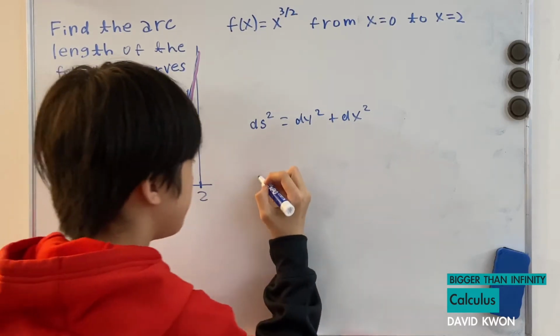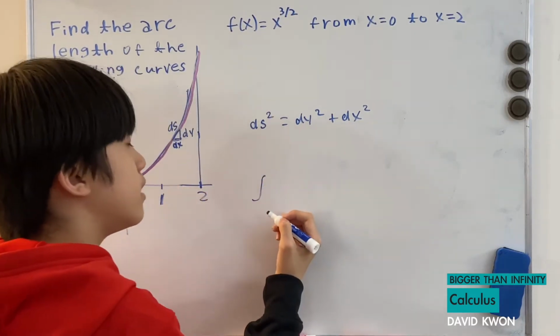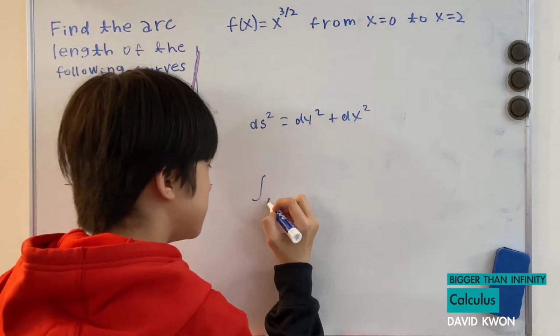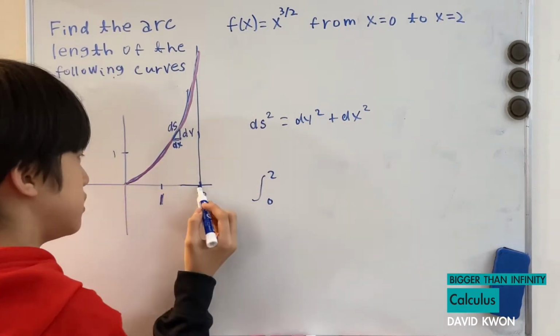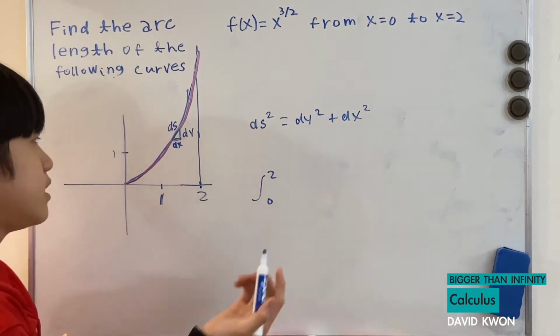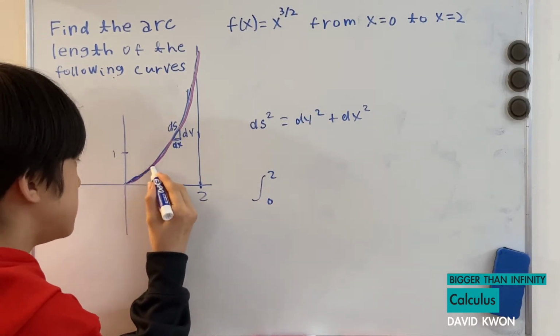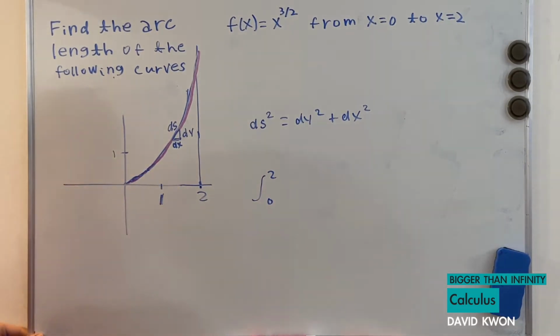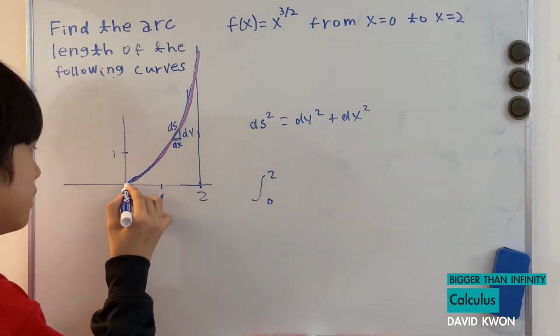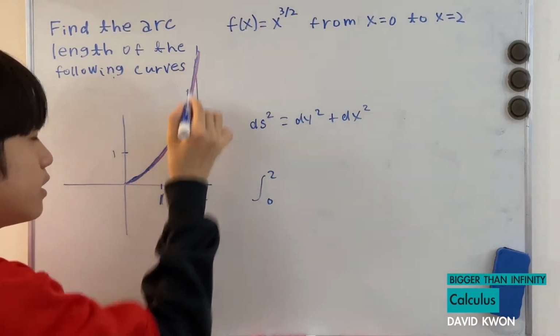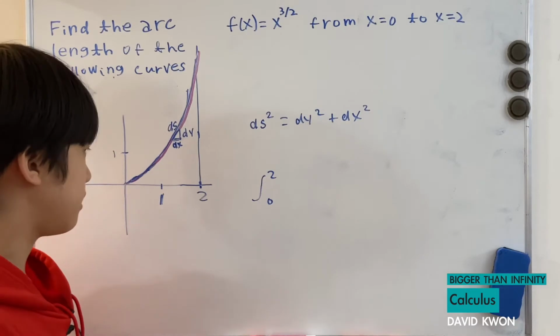But eventually, if we take the integral from 0 to 2, we have infinitely many ds's, right? So this is a ds, this is a ds, this is a ds, this is a ds. And sometime on, it will fill this whole arc. And then that's how we find its length, okay?